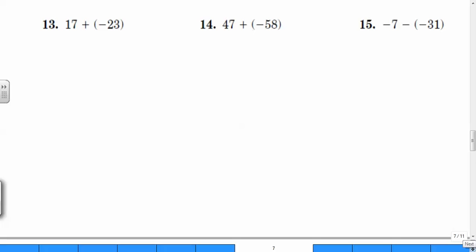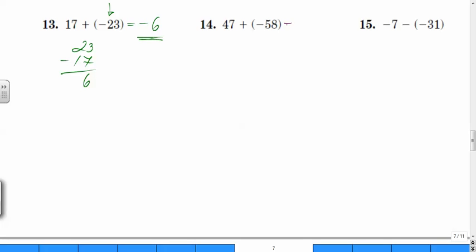Few more. Okay, 17 plus negative 23. They have different signs. The answer will have the sign of the largest one in absolute value. You just subtract the smallest one from the largest one. 7 out of 13 will be 6. 1 out of 1 will be 0. The answer will be negative 6. Got it?